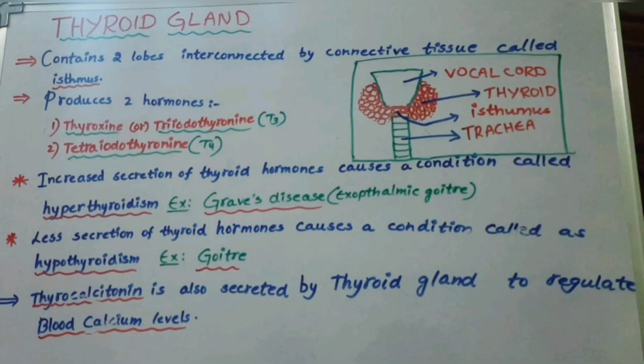The next is the thyroid gland. It contains two lobes which are interconnected by a thin flap of connective tissue called the isthmus. It produces two hormones. The first one is triiodothyronine or T3. The second one is tetraiodothyronine or T4. Increased secretion of thyroid hormones causes a condition called hyperthyroidism. An example is Graves' disease. Low secretion of thyroid hormones causes a condition called hypothyroidism. The other hormone secreted by the thyroid gland is thyrocalcitonin. It regulates the blood calcium levels.